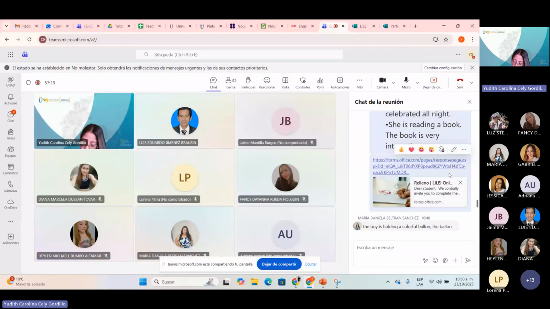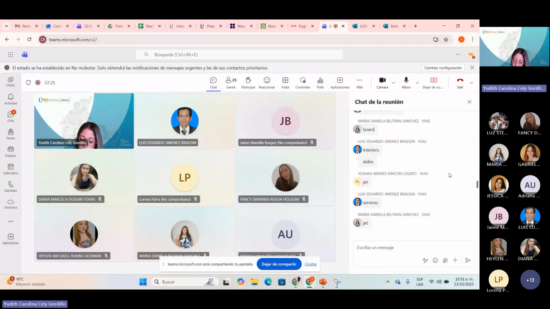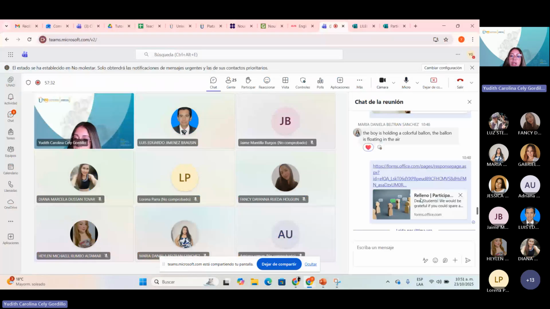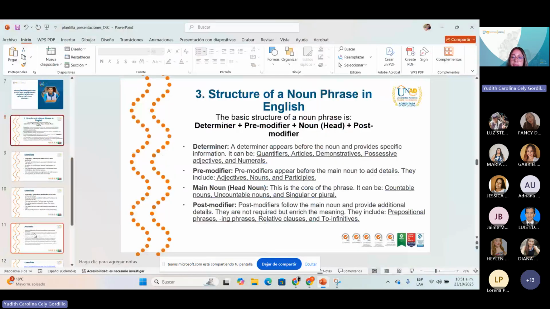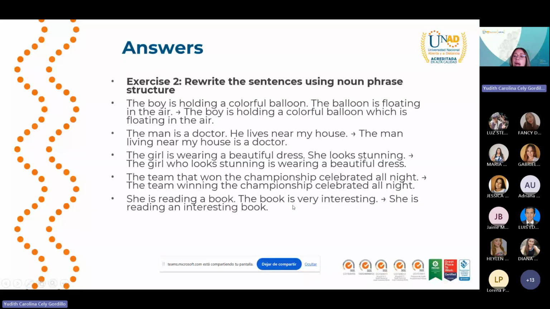Okay, that's right. We are going to identify those statements. What is the correct order in this? Okay, that's right. And we are going to share my screen again. Okay, this is according to the different statements. Pay attention to this. Okay, let's start with the first one. The boy is holding a colorful balloon. The balloon is floating in the air.